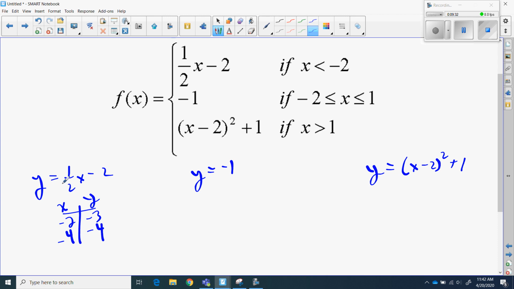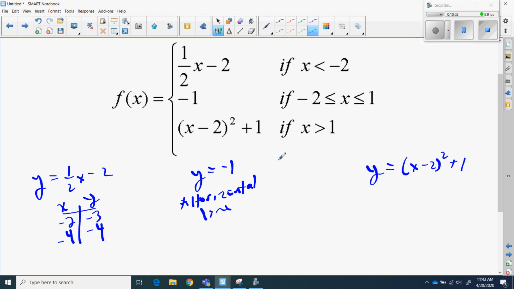Those 2 points would be enough to get what that looks like. Y equals -1, you shouldn't need anything. That's just a horizontal line, and it's passing through y equals -1. Now it's going to start at -2, filled in, and it's going to go straight across until you get to +1, also filled in, because there's equal signs at both of those. So we'll take care of that when we sketch it.